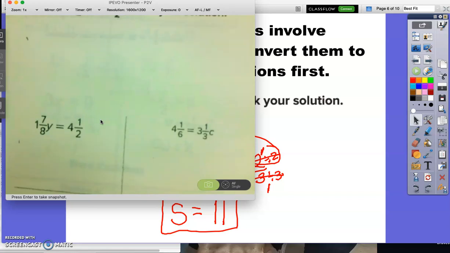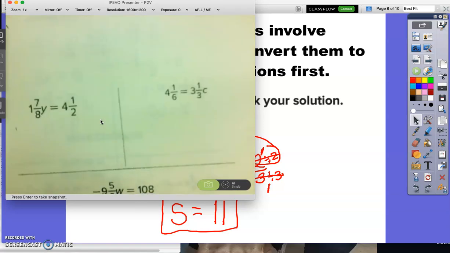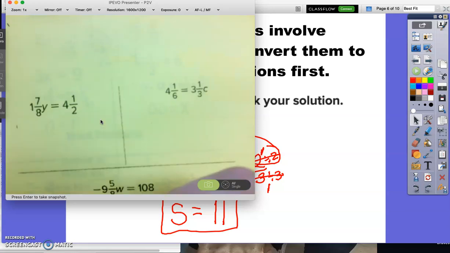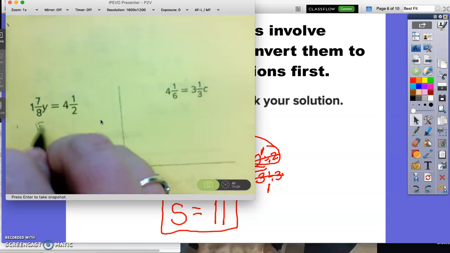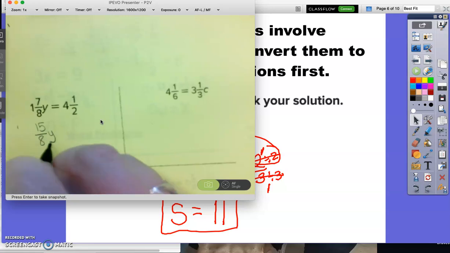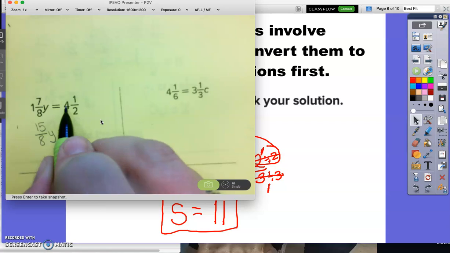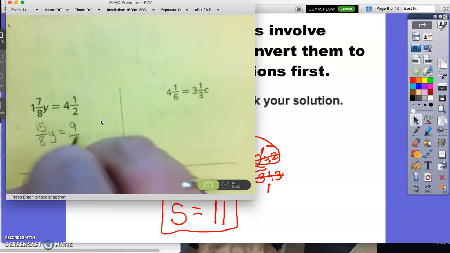So when equations involve mixed numbers, convert to improper fractions first. So this problem, I want you to first change them to improper fractions. So 8 times 1 is 8. Add the 7 is 15 over 8y. Equals 2 times 4 is 8. Add the 1 is 9 over 2.